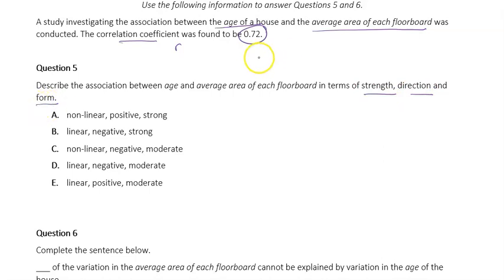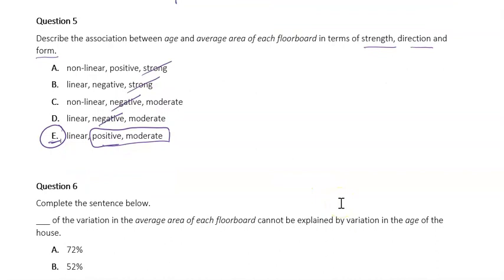Okay, so 0.72 puts us into the moderate category and it is positive. So if we look here: no, strong; no, strong; no, negative; no, negative. Our only option with positive and moderate, which matches our R value, is E, and therefore we can assume the form is linear. So E is our best answer there. Question 6, complete the sentence.